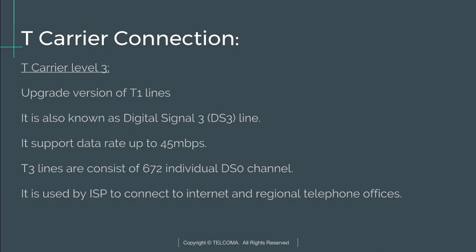The next is T carrier level 3, or T3. T3 lines are the upgraded version of T1 lines and use DS3, that is digital signal 3. It supports data rates up to 45 Mbps and consists of 672 individual DS0 channels, so the quantity of DS0 channels increases. It is used by ISPs to connect to the internet and regional telephone offices.